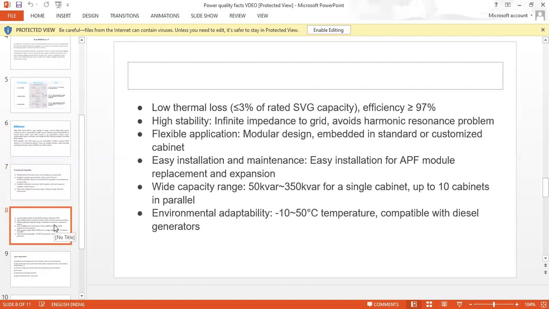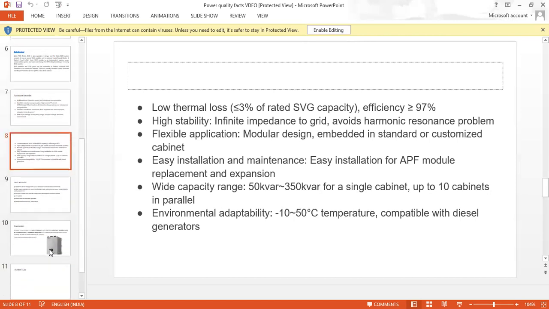Low thermal loss, less than or equal to 3% of the rated SVG capacity. Efficiency is always greater than or equal to 97%, and furthermore, high stability is seen. Infinite impedance to the grid avoids harmonic resonance problems. Flexible applications with modular design, embedded in standard or customized cabinets, with easy installation and maintenance, and easy APF module replacement and expansion. Wide capacity range, 50 kVAR to 350 kVAR for a single cabinet, up to 10 cabinets in parallel. Environmental adaptability is 10 to 50 degrees centigrade, and it is compatible with diesel generators.